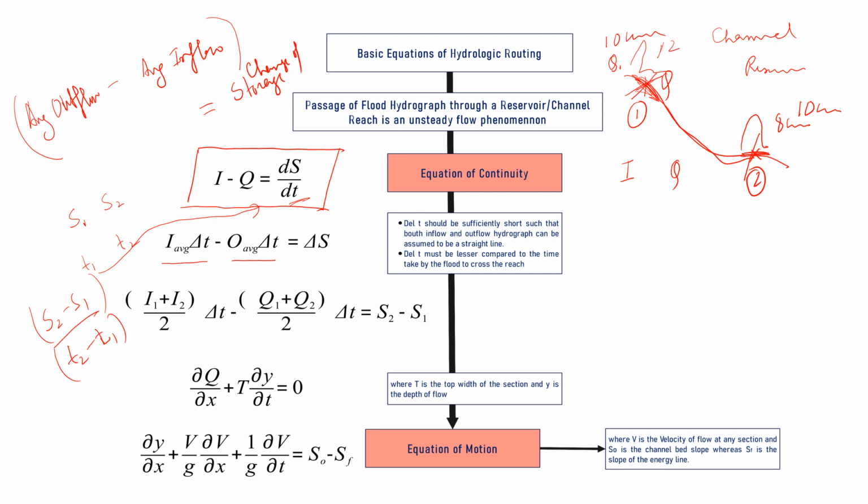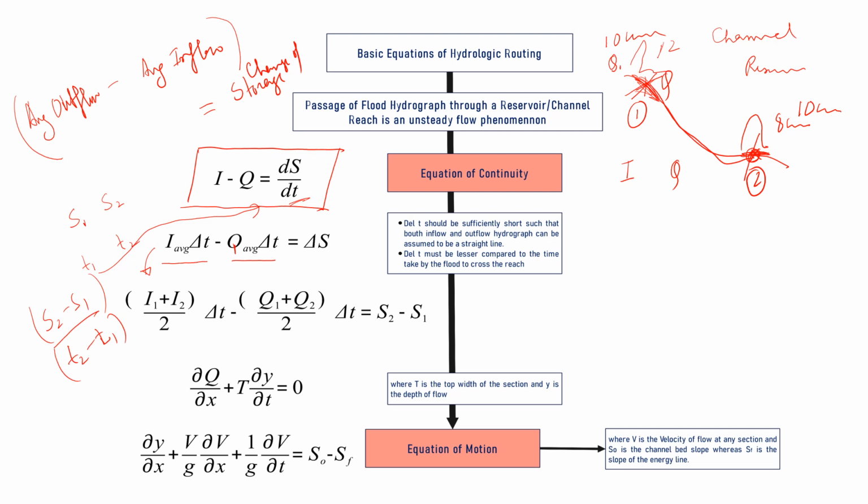Okay. So if I deduct, here you can say this is not, this is Q actually. So actually what happens is if you deduct this, the flows passing through that point 2 from the flows passing through the point 1, you get the del S. So this equation can also be written as (I1 plus I2) divided by 2 multiplied by del T, minus (Q1 plus Q2) divided by 2 multiplied by del T.